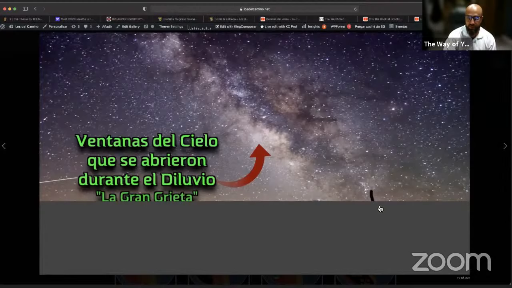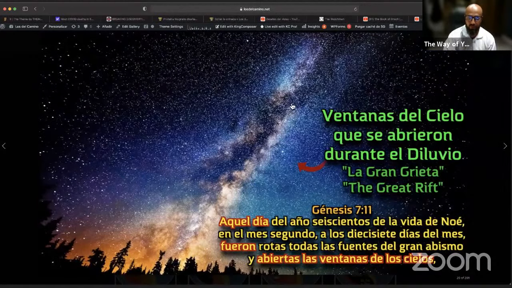Great rift, the great rift, for it was a rift that was open for the waters to come down during the great flood. But they say it's a galaxy because it looks different. But why do they call it the great rift? So even the name. This is the window that Yahweh opened in Genesis 7:11.